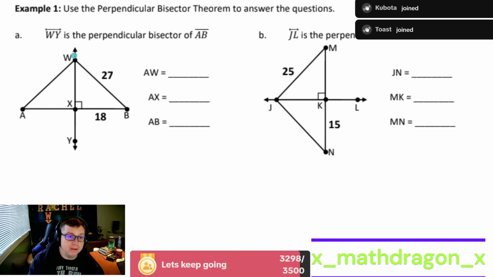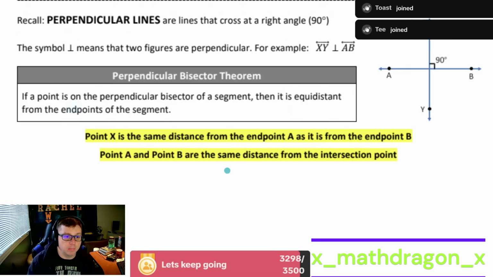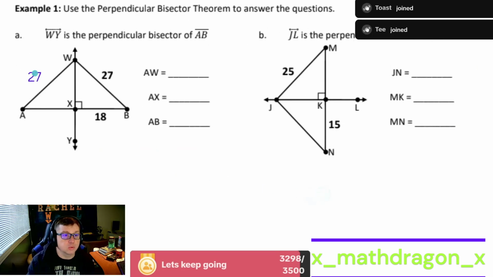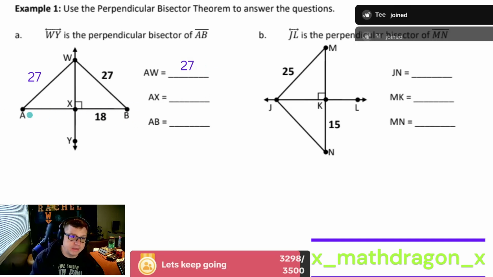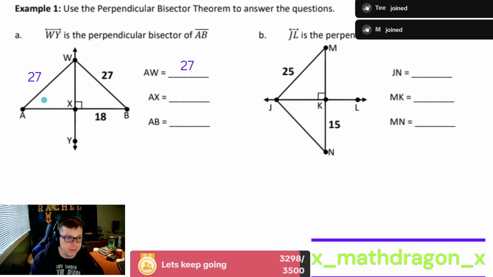Well, if I know BW is 27, then AW should end up being 27 as well. So I can say AW is 27. Then, if I know it's a bisector, it cuts it into two equal pieces. So AX is the same as XB. So if XB is 18, then AX is going to be 18, because once again, it just cuts it into two equal pieces.